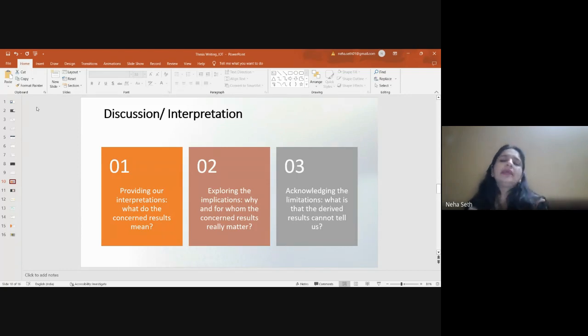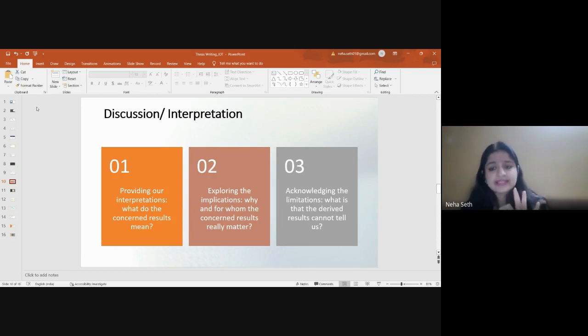And also we can acknowledge the limitations of our research work. No research work is free from limitations. So those who are saying that my research work doesn't have any limitation, I'm really sorry, this is not possible. Every research work has one or more limitations. In this chapter we have to mention the limitations of our research work.